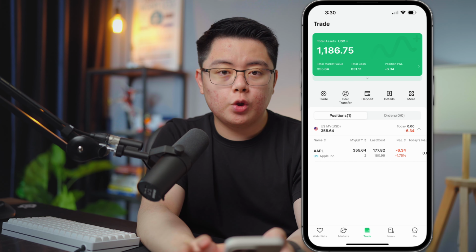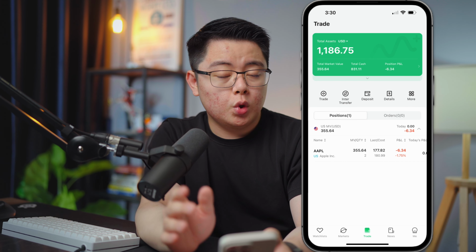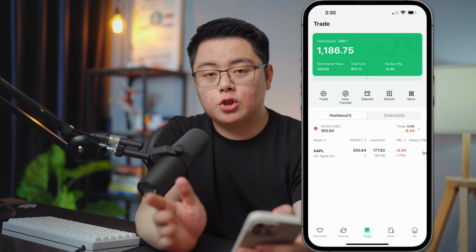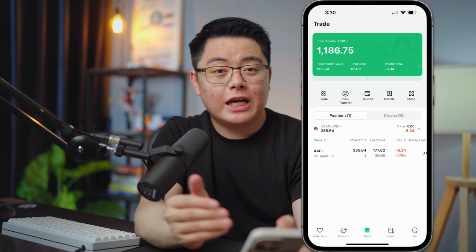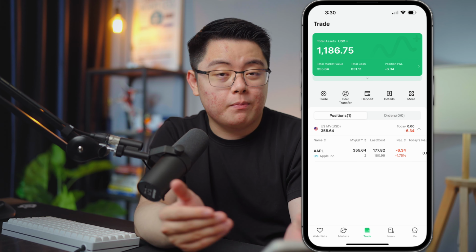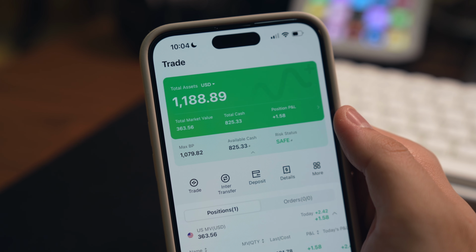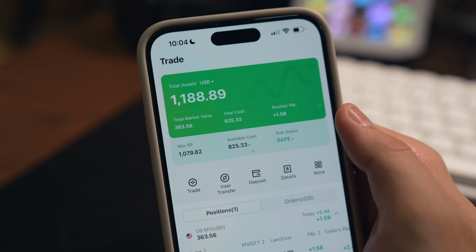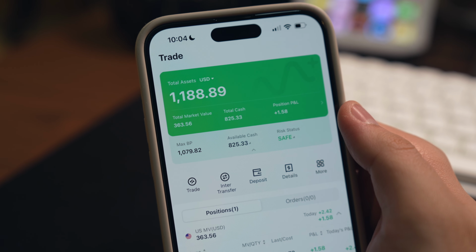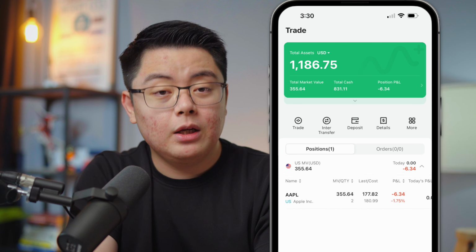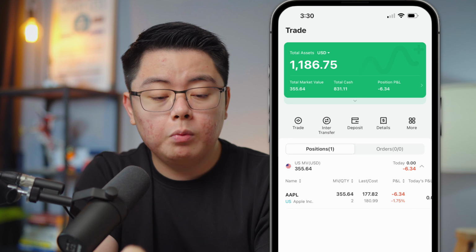Okay, now before I show you how to buy US stocks and whatnot, you will first need to know what is shown in this trade tab, because I know this can get quite confusing for many starters. This page is where you can get a glance of whatever cash amount and stocks or ETFs that you have in your account. Basically, whatever you own, it will all be shown here.